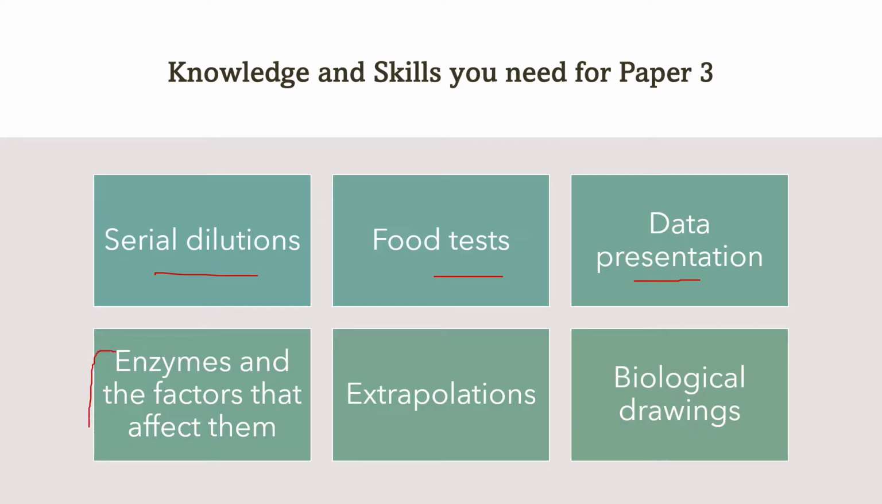You also need to know enzymes and the factors that affect them. That's very important, and I'll explain that in a bit. The next thing you should know is extrapolations. So when you draw a graph, say for example you have a graph that looks like that from your experiment, and then they say find the value of x based on the graph that you've drawn. So you should be able to come in and say, okay, if x is sitting somewhere here, then on the y-axis it correlates to this value, and then extrapolate. So that's basically what an extrapolation is.